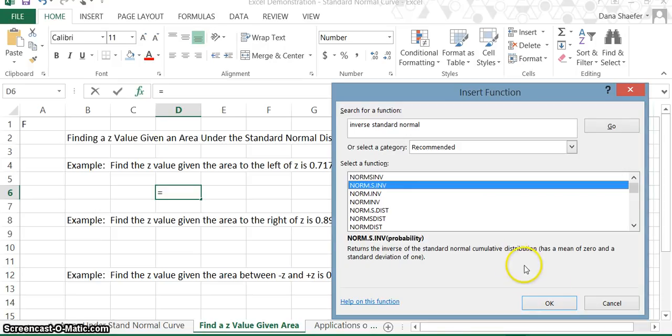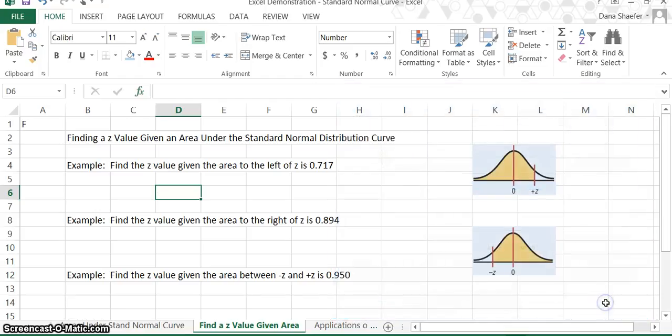So the first one, let me cancel this. The first one says, find the z-value given the area is to the left of z. So I shaded it in, I made it gold, and this gold area is 0.717. Now what I want to do is find that z-score that goes with that. So I want to find that z-value.